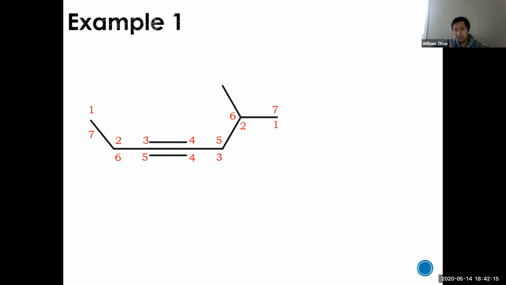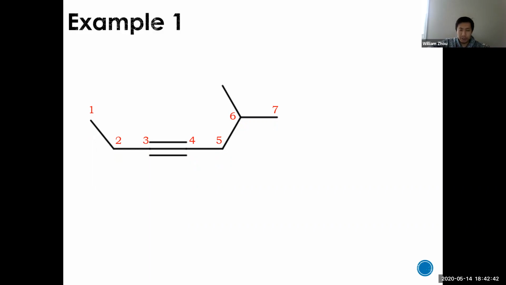If you choose it from the right side, your branch has a 2, which is very low, but your triple bond will end up with a 4, and that will be bad. You want your triple bond to be as small as possible, so if you go from the left side, you would have a 3 for the triple bond. You don't care about the methyl group. Yeah, it has a 6, but it's not important. The triple bond takes priority, so you pick the one from the left side.